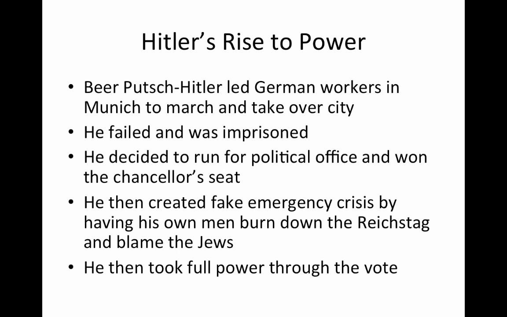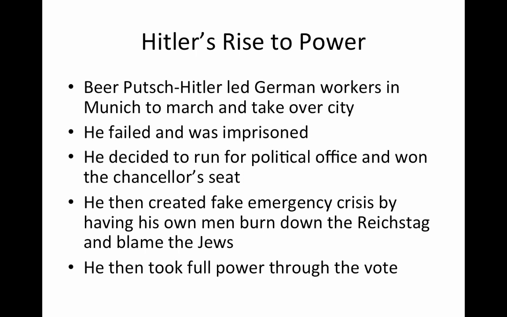Hitler's rise to power. The first time Hitler tried to rise to power was with the Beer Putsch. In this case, Hitler led a bunch of German workers in Munich to march and take over the city, but this failed. He was imprisoned. As he sat in prison and eventually wrote his book, Mein Kampf, he decided that he had gone about this the wrong way. He had tried to take over power through a violent revolution, but this was too easy to undermine because all the country had to do was call out the armed forces to undermine him.